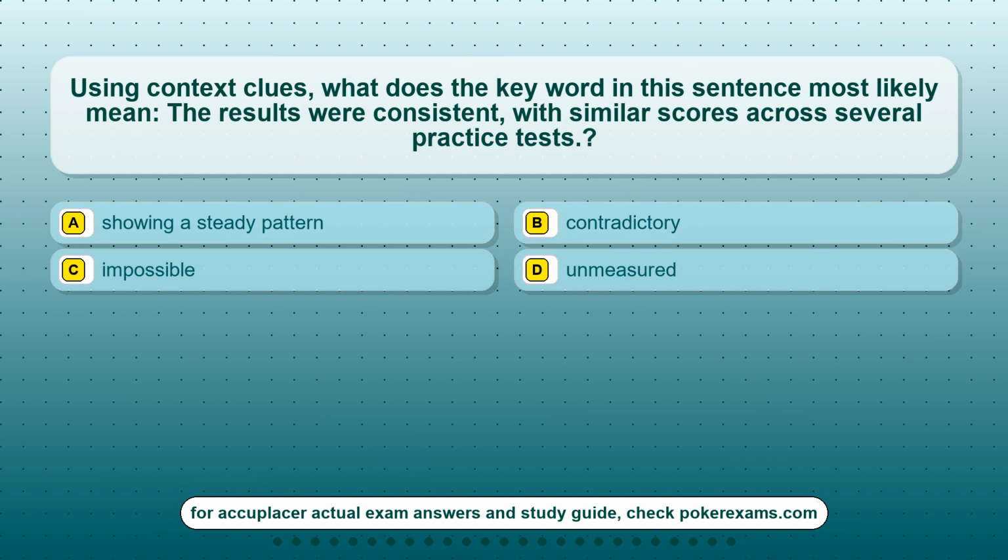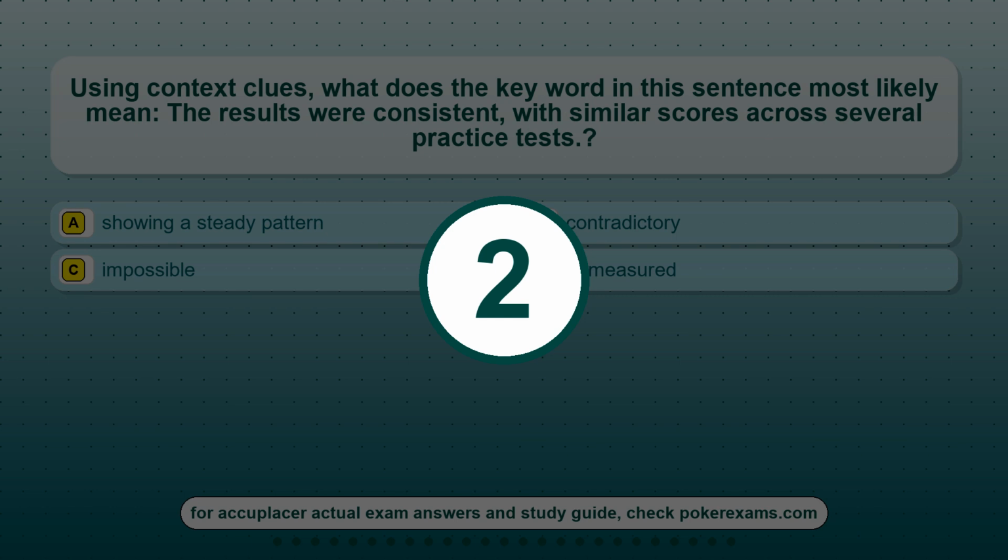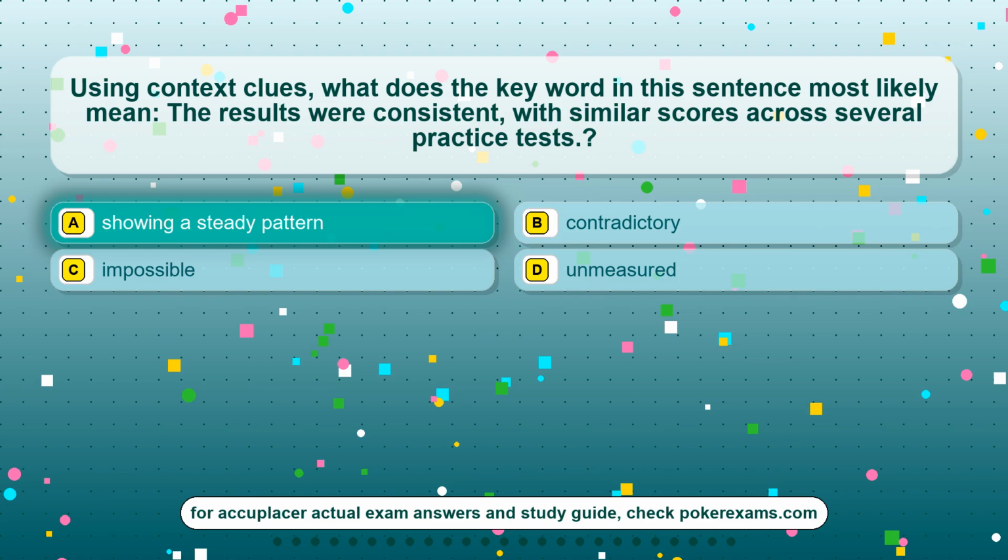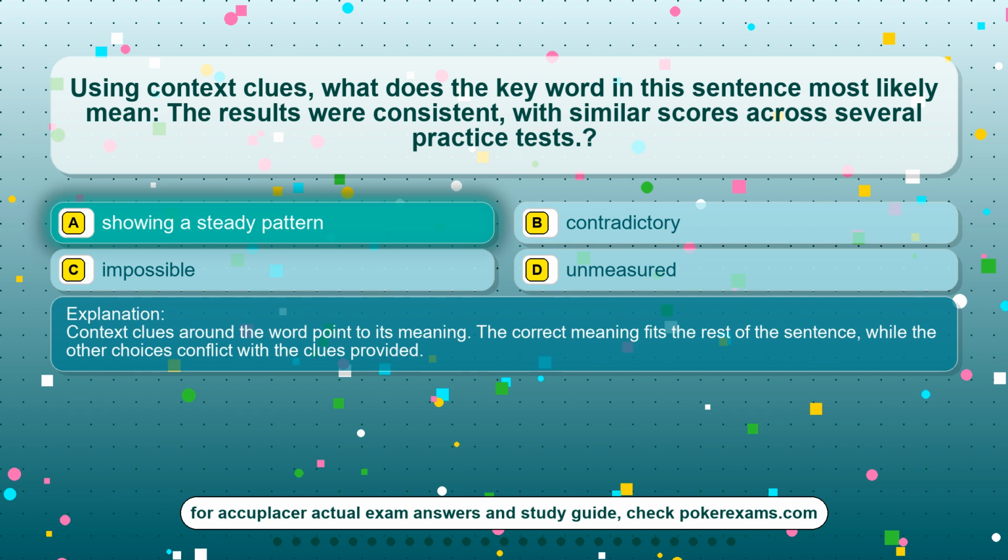Question 16. Using context clues, what does the keyword in this sentence most likely mean? The results were consistent, with similar scores across several practice tests. Option A. Showing a steady pattern. Option B. Contradictory. Option C. Impossible. Option D. Unmeasured. The correct answer is option A. Showing a steady pattern. Context clues around the word point to its meaning. The correct meaning fits the rest of the sentence, while the other choices conflict with the clues provided.